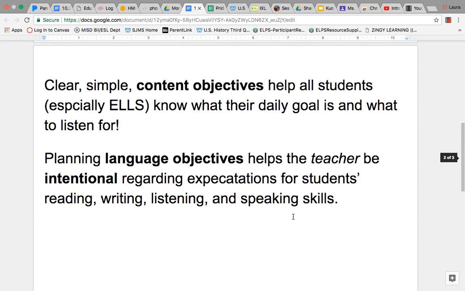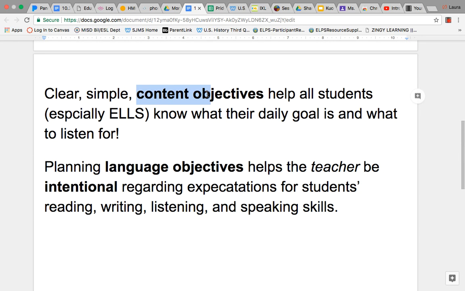And it's pretty obvious that everyone has a good understanding of content objectives and the importance of content objectives for our ELLs especially, so that they really know what to focus in on, what to listen for, and what they're responsible for learning. And just as important for our ELLs, and really all of our students, are language objectives.